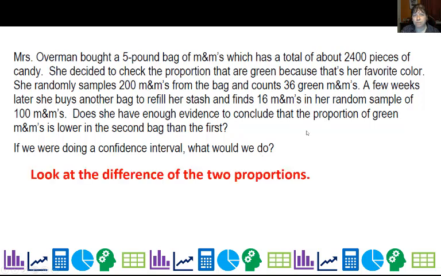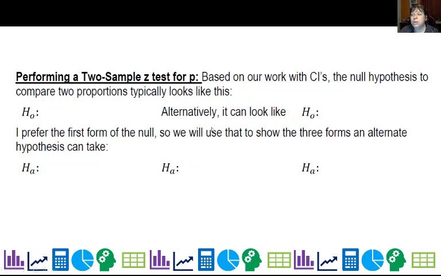We would look at the difference of the two proportions, and we're going to start that way as well here with hypothesis testing. So, when we're performing a two-sample z-test for p, based on what we did with the confidence intervals, for the hypothesis we do the difference, and we say it should be 0. Now, you could also write it as P1 equals P2. I like this form because that's what we're using for the z-scores and everything.